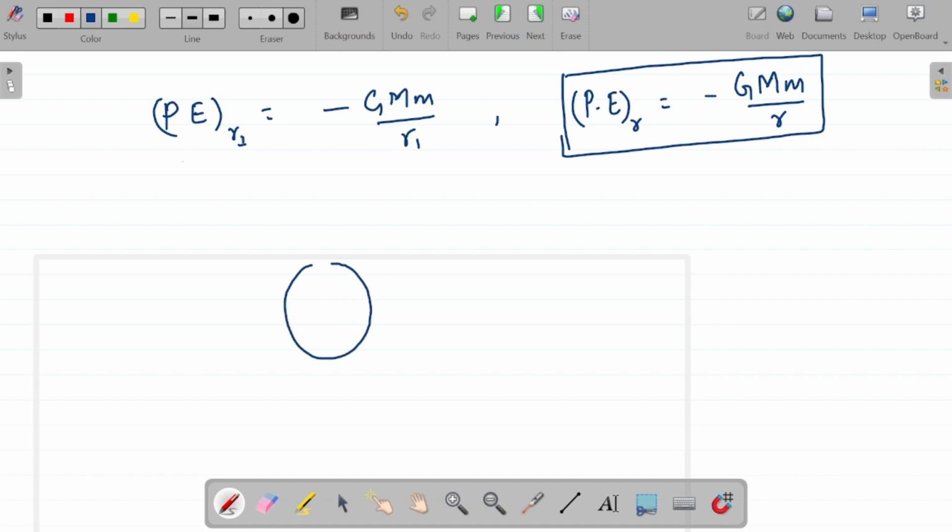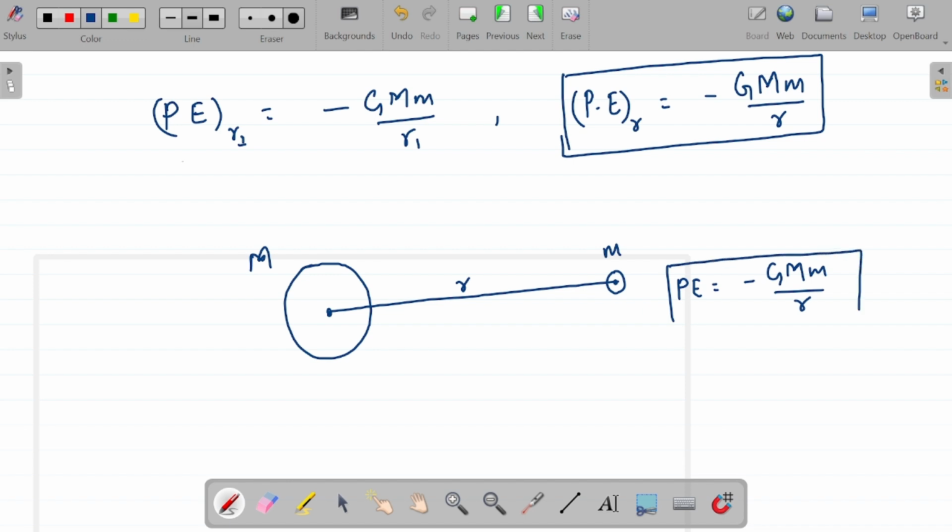So if we have a body of mass capital M, let's say a symmetric body, so we can consider its mass to be at the center, and there is another body of mass m, and the center-to-center distance is r. For this configuration, the potential energy of this system is minus G M m by r. This is what we obtained from the derivation above.